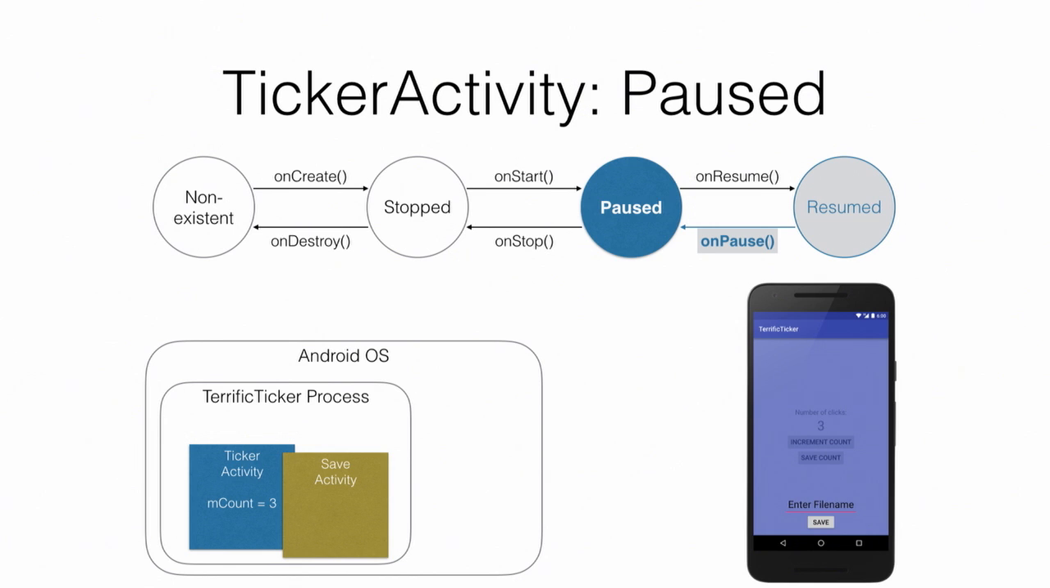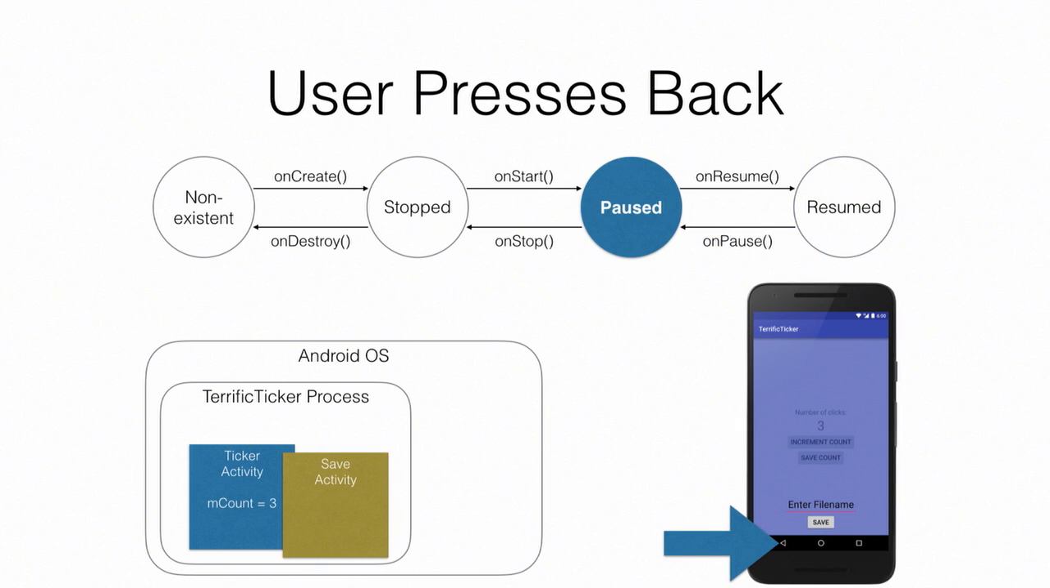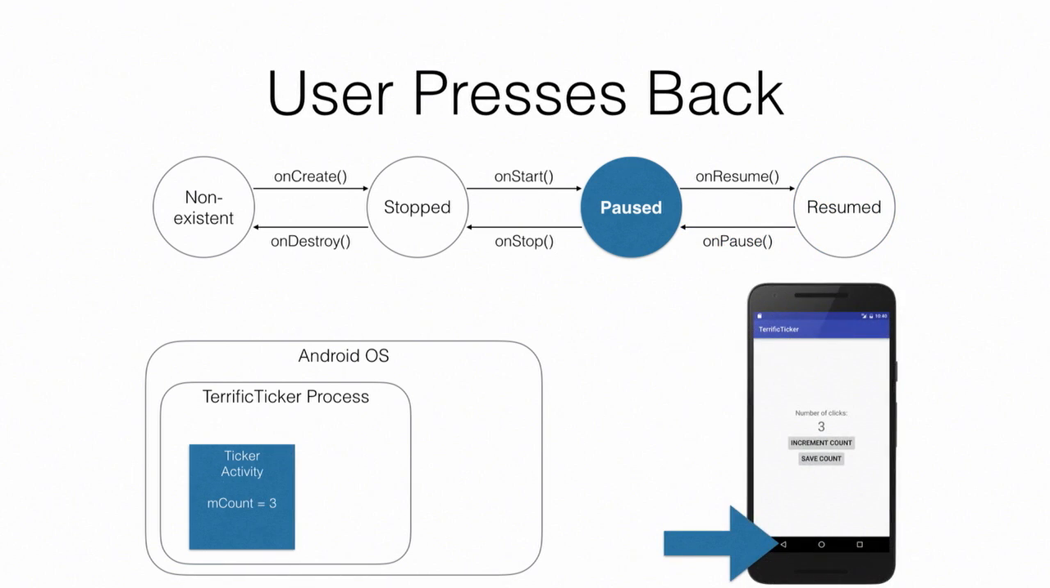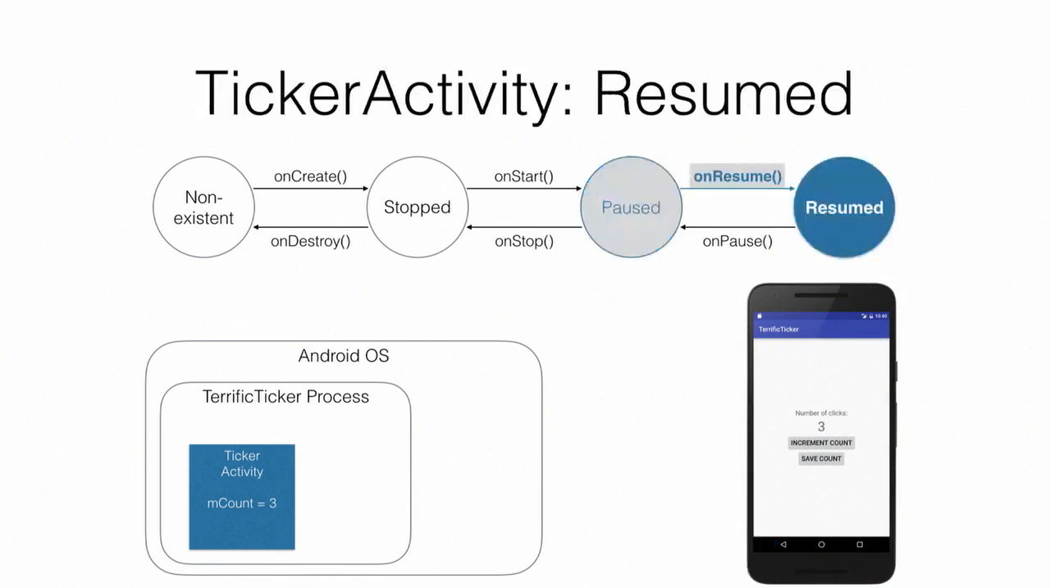All right, so our ticker activity will hang around in this paused state while our save activity is in the foreground. So when we click back, our save activity gets destroyed, and the ticker activity is going to move back to the resumed state. So you can see now it only had one hop to go, right? One callback till it made it back to the resumed state.